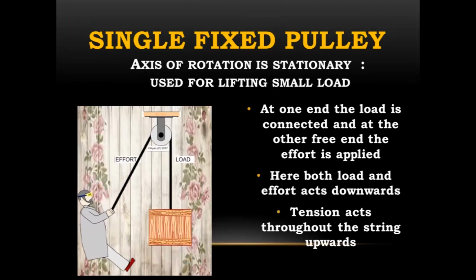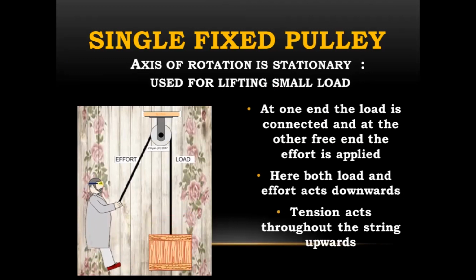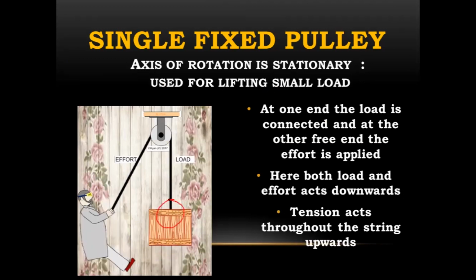Of course, a pulley helps in moving a load. This pulley has a string or a rope, you can say, and one side of the rope is connected to the load and the other side is given to apply effort. As you can see, this rope is being pulled down by the load and by the effort. So this rope is experiencing two tensions, one by the effort and the other by the load, and both are acting downward.